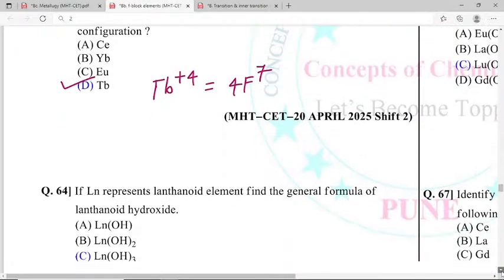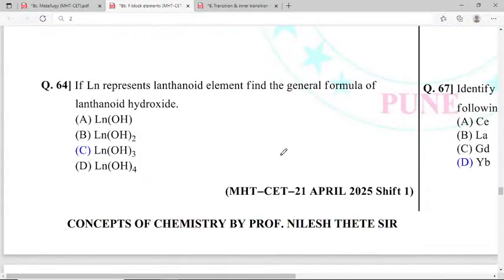This is a very important question, number 63. If Ln represents a lanthanoid, find the general formula of lanthanoid hydroxide. Again, a very important question. Lanthanoid +3 with hydroxide OH minus, so this is Ln(OH)3. This question was repeated in 2025 and 2024 also.